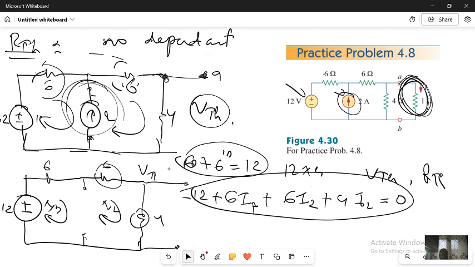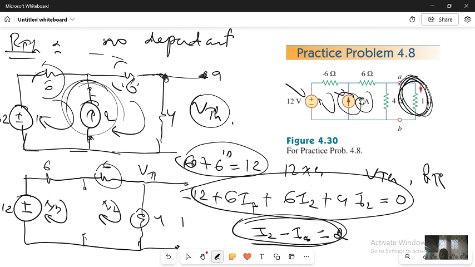For the second equation, I have to check which one is going in the same direction as the current source. It's I2. So I2 is going to be minus I1 equal to 2. I started with I2 because I2 is going in the same direction as the current source. So I have these two equations, and I will determine I1 and I2.